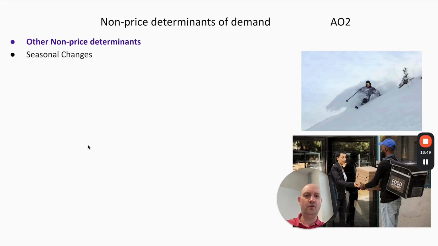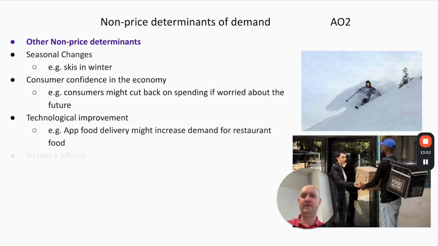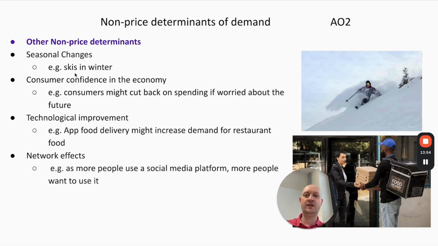However, there are other non-price determinants, and I'm just going to summarize those very quickly. We get seasonal changes. So, for example, the demand for skis increases in winter, but then decreases in summer. We can also think about things like suntan cream, which will increase in summer, decrease in winter. Consumer confidence. So if consumers are not confident in the economy, they might be worried about their jobs in the future, so they might cut back on spending and reduce demand. Technological improvements. So for example, app food delivery might increase the demand for restaurant food because people can more easily get takeaway. So restaurants might sell more food.